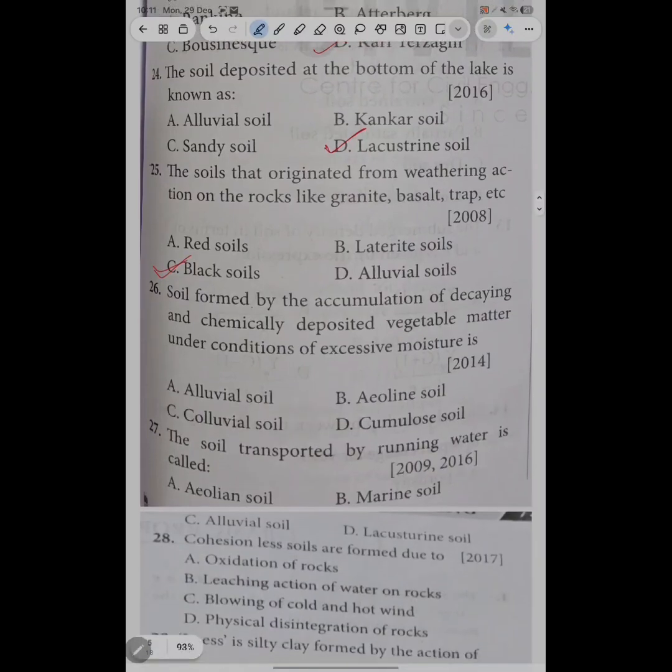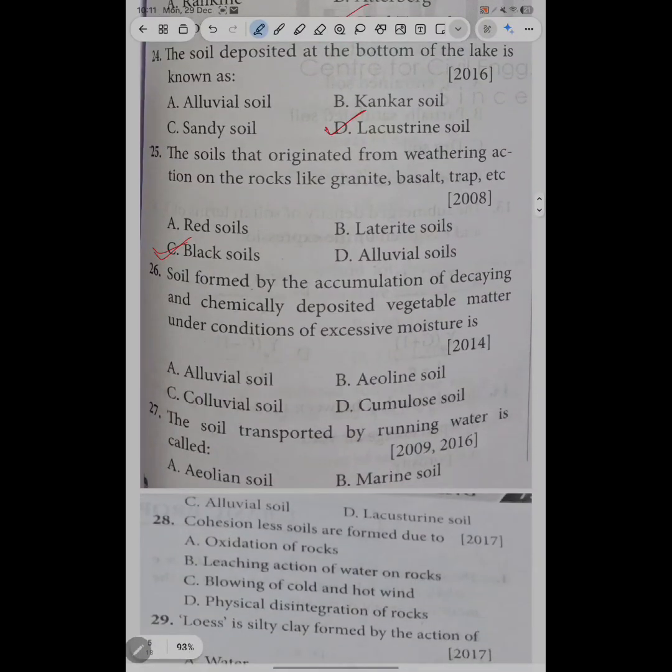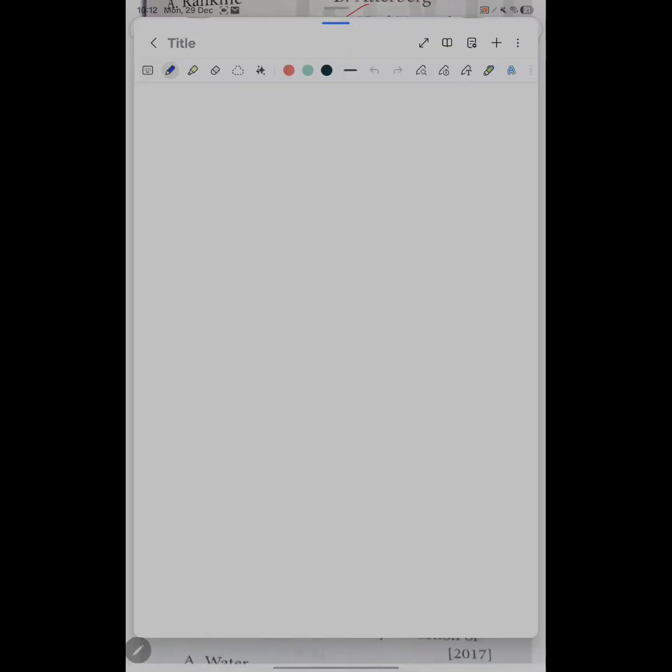Okay, next question, soil formed by the accumulation of decaying and chemically decomposed vegetable matter under conditions of excessive moisture is called. We studied residual soils and transported soils. Along with that, we studied warped clay, loamy soil. So we are going to study a new term that is called cumulose soil. So cumulose soil is the accumulation of decaying and chemically deposited vegetable matter under excessive moisture conditions.